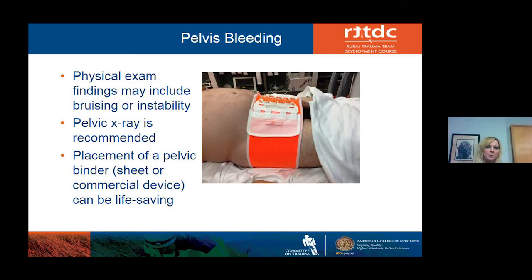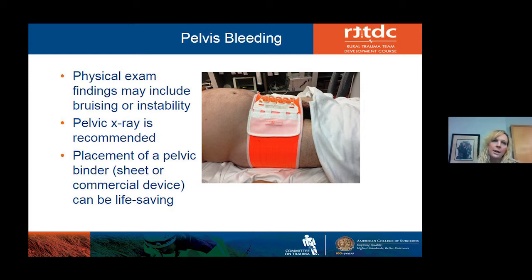So when we talk about pelvis bleeding, your physical exam findings could include bruising and stability of the pelvis. You always want to rock the pelvis and feel if it feels stable. I'm not going to lie, sometimes that can be a very difficult physical exam to perform. I've had patients that have had unstable pelvis injuries that on exam you really weren't able to tell, whether from their body habitus or their mental status. But those are the things that you want to do, because if you find them, then you can say, okay, this may be coming from the pelvis.